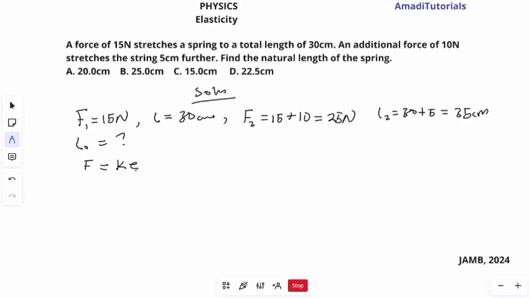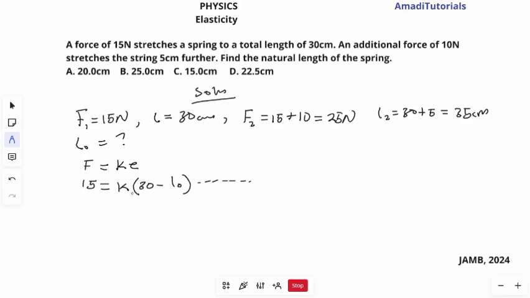Now, what is the extension? For the first instance, 15 Newton, we write 15 equals K times extension. Extension is the new length minus the original length. From the question, the spring was stretched to a total of 30 cm. This is the new length of the spring, which means it's not the original. So that will be 30 minus the original length L0. With this, I form my first equation.